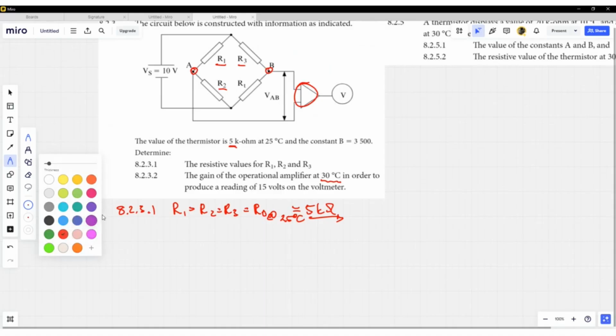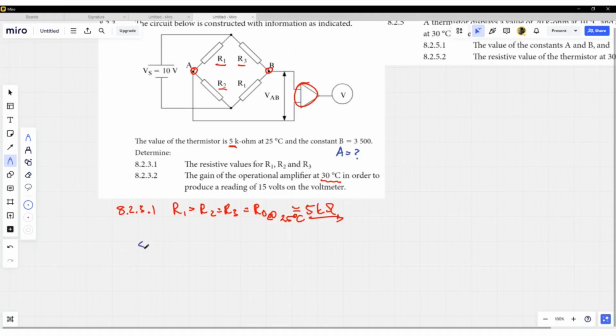But as you guys notice, we do not have the constant A. We don't know what that is. We need to go find out what that is. So that would be our first thing that we need to do here. Right, so we know what our resistance is at 25 degrees C. So that's basically going to be 5 kilo ohms, then equal to constant A multiplied by e to the power of, I think it was, just quickly check, B over T. Okay.